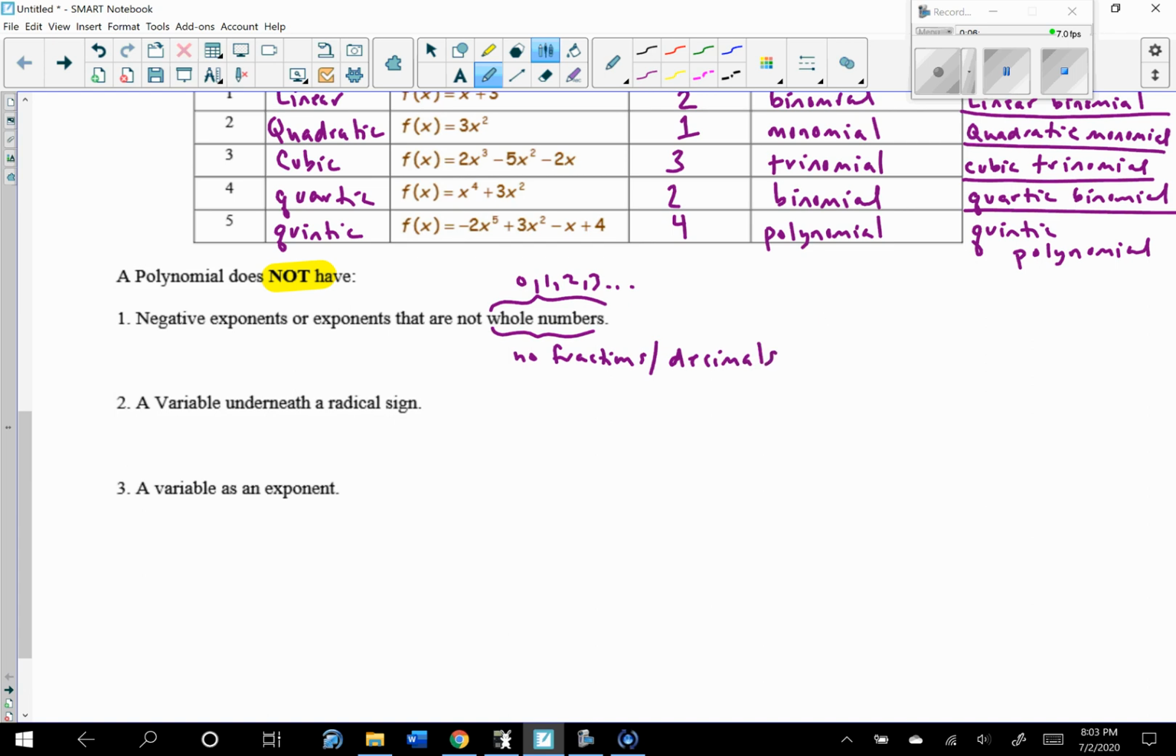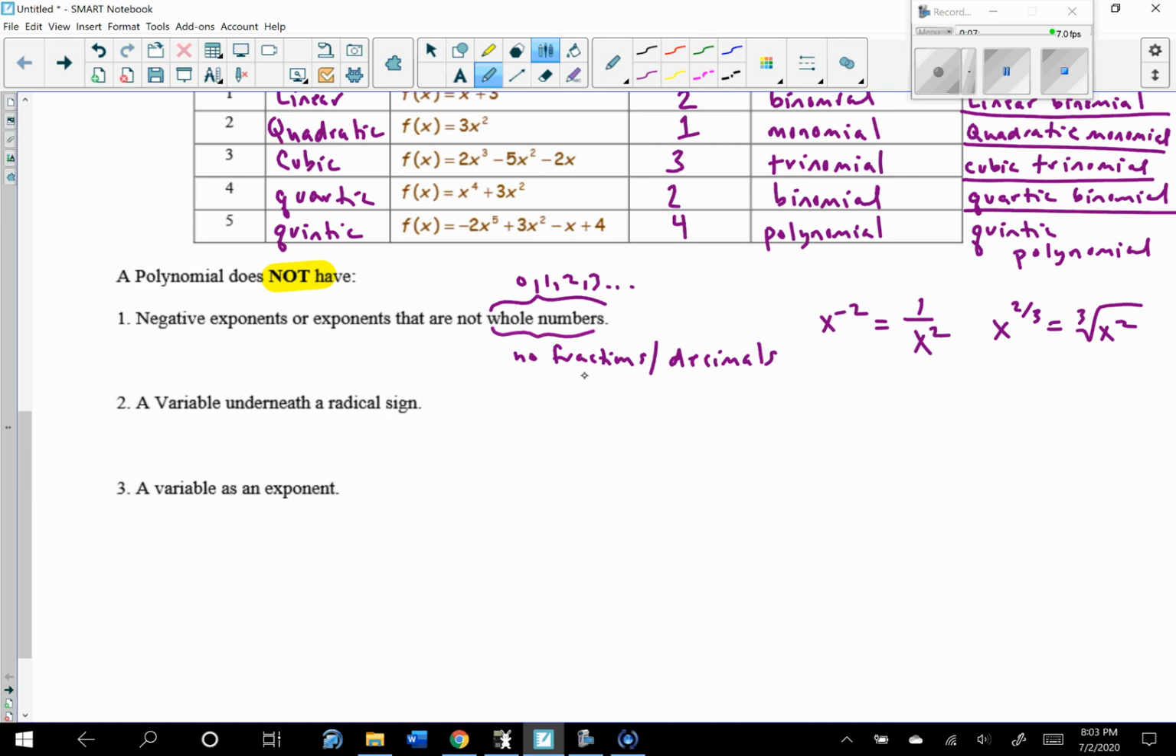So if I have x to the negative 2 power, remember that is equal to 1 over x squared, so we can't have a negative exponent. We also cannot have a fraction exponent. X to the 2/3 power is equal to the cube root of x squared. So again, no negative exponents or exponents that are not whole numbers. And again, that's because we can't have fractions or decimals.